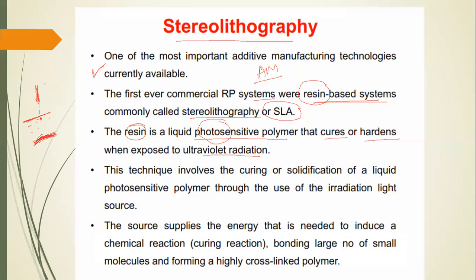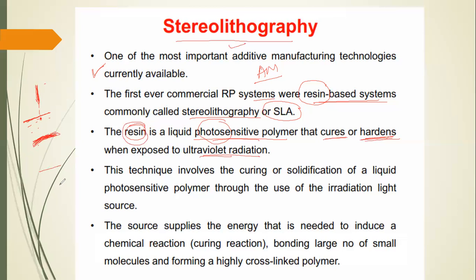For it to convert into a solid, it has to undergo a process called curing or hardening. So this hardening takes place in the case of stereolithography. Here the resin is used as a photosensitive polymer. Ultraviolet rays are passed through the proper channel and fall on the resin.